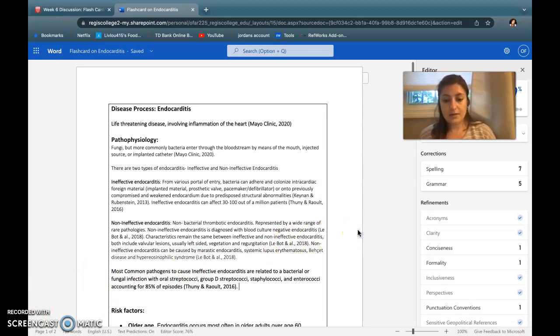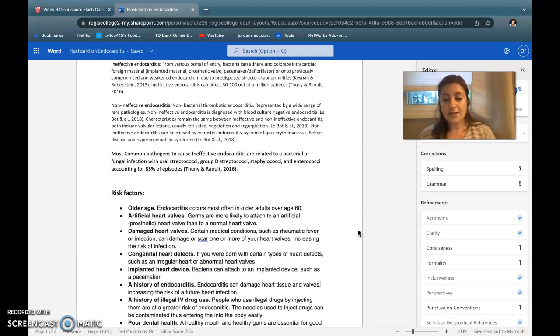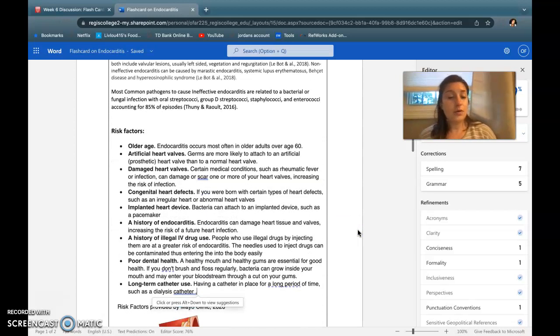Move along right here. Risk factors for endocarditis include old age. Older individuals are more at risk over the age of 60 of developing endocarditis. If you have an artificial valve, this is always a risk because you have a foreign material within your heart, and if a bacteria then enters your system, it's more likely to colonize that foreign material. If you have damaged heart valves, such as from an infection, rheumatic fever, or scarring to the valves, these are more prone to an increase of infection.